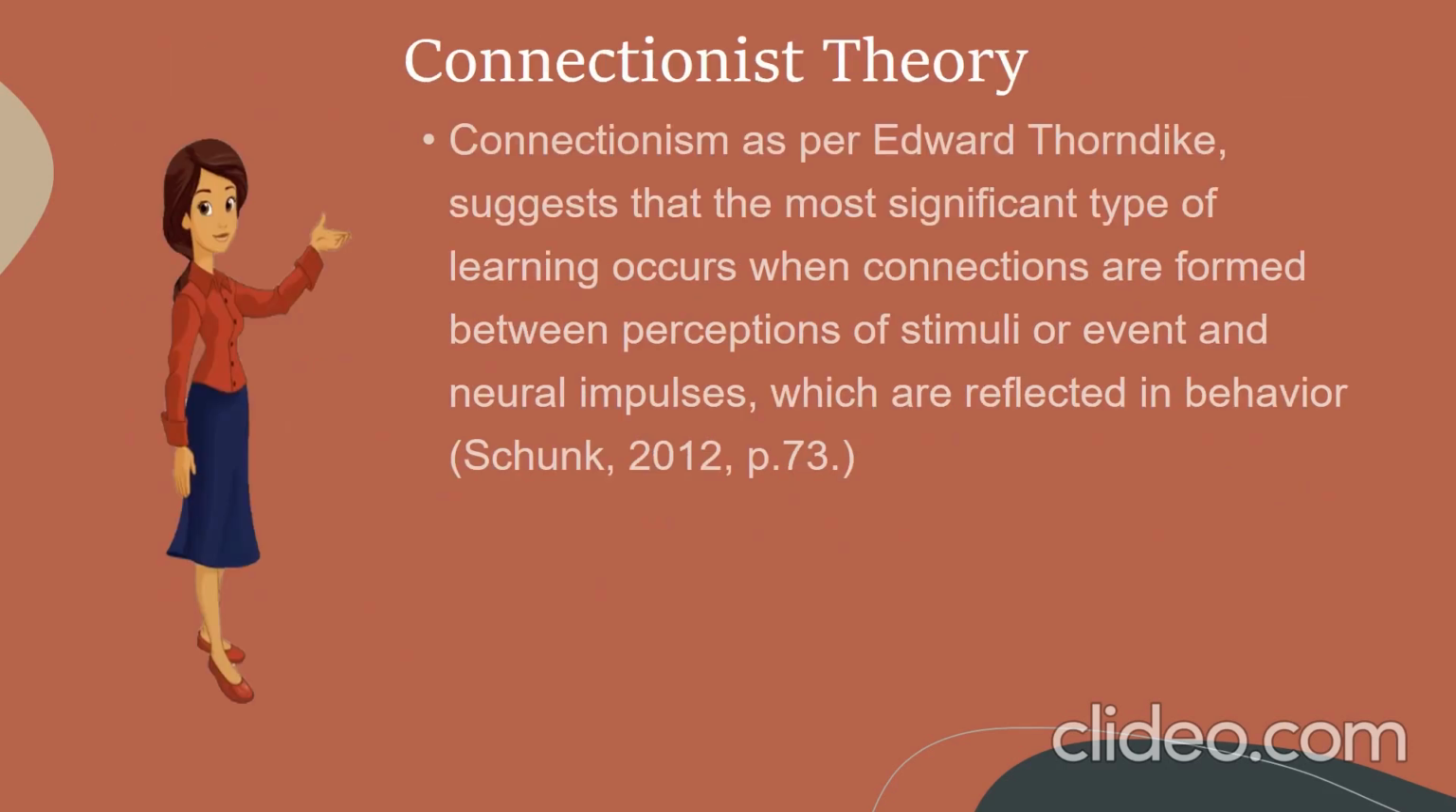The final theoretical perspective is the connectionist perspective. Connectionism, as per Edward Thorndike, suggests that the most significant type of learning occurs when connections are formed between perceptions of stimuli or events and neural impulses, which are reflected in behavior.